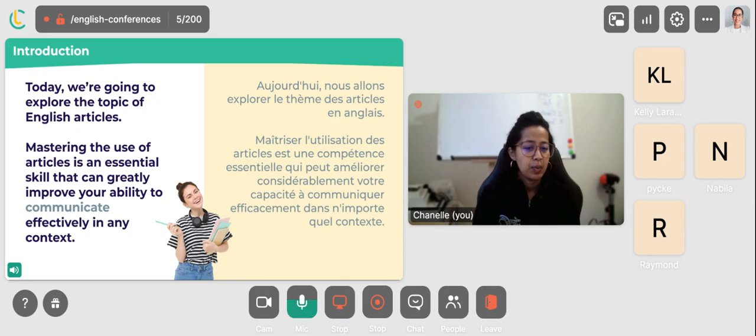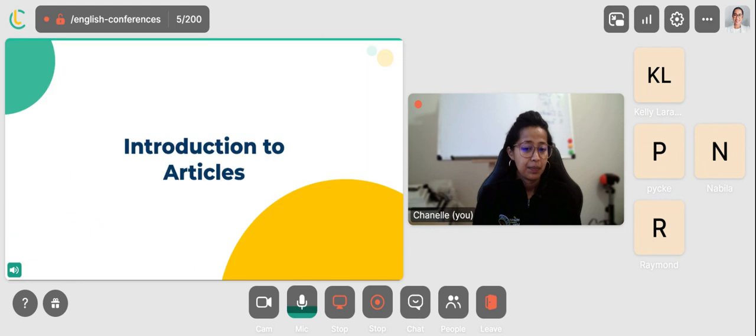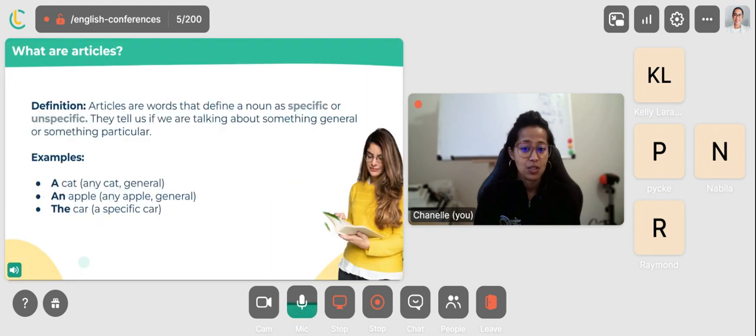Today we're going to explore the topic of English articles. Mastering the use of articles is an essential skill that can greatly improve your ability to communicate effectively in any context. The first thing to remember about articles is that in English, there is no gender. So I know in French we could have a or un, une et des, or le, la, les. In English, there is only one for each kind.